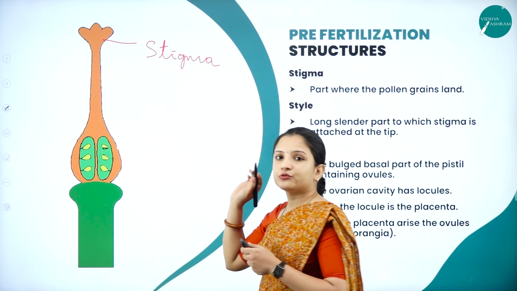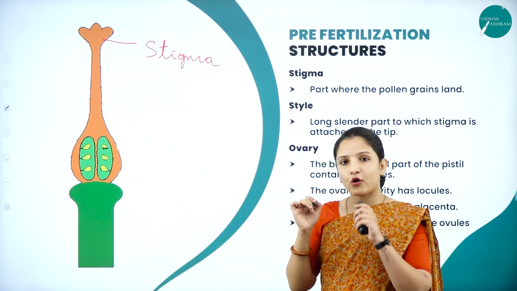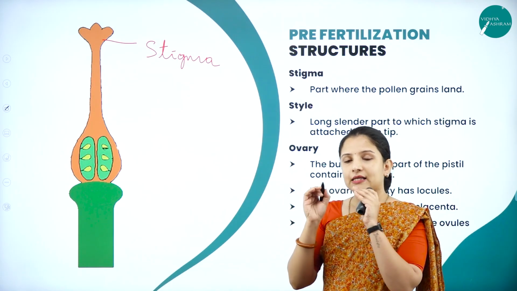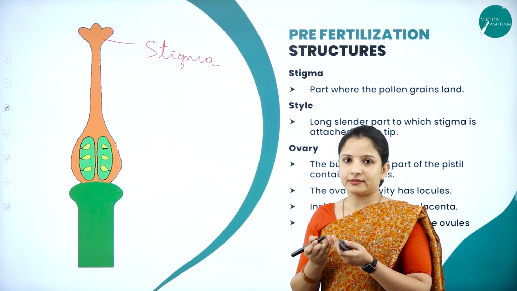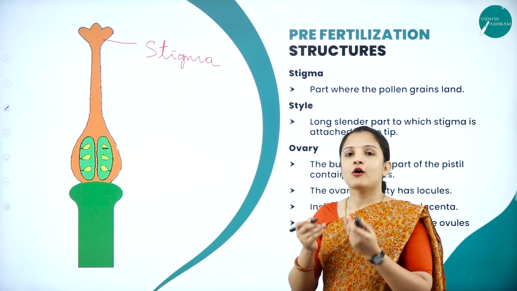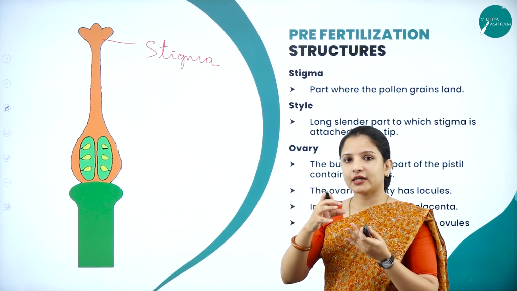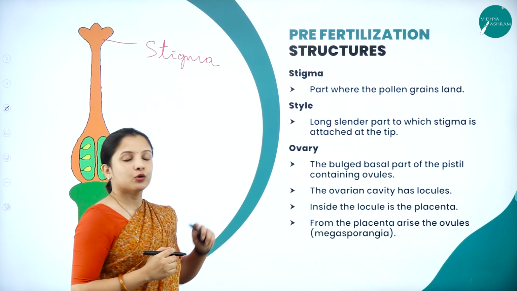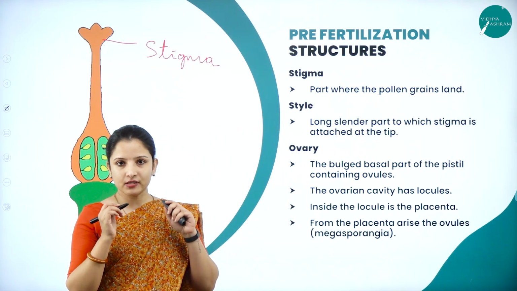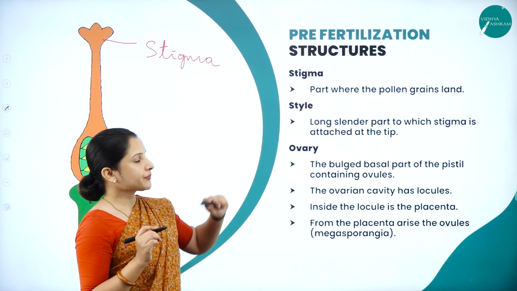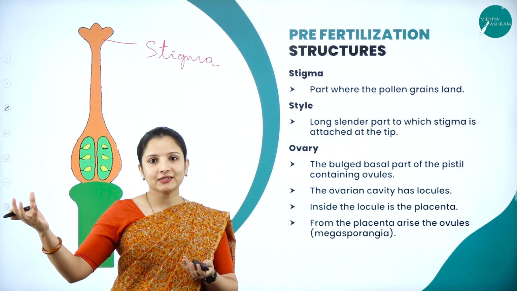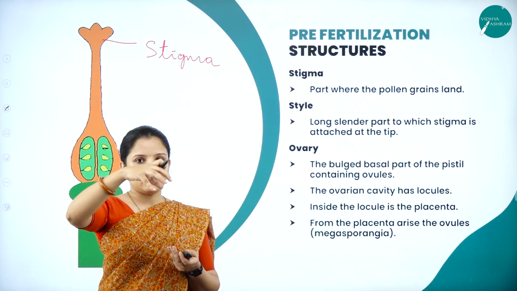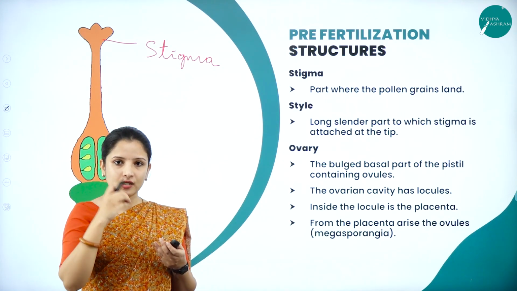So stigma is very important because when pollination occurs, when the pollen grains fall on the stigma, it acts like a bed for the pollen grains. So the stigma is sticky, or it will be hairy, so the pollen grains can stick on the stigma. Therefore, the stigma is the part where the pollen grain lands on a flower. It is the region where the pollen grains travel from another flower and locate themselves in that particular position.